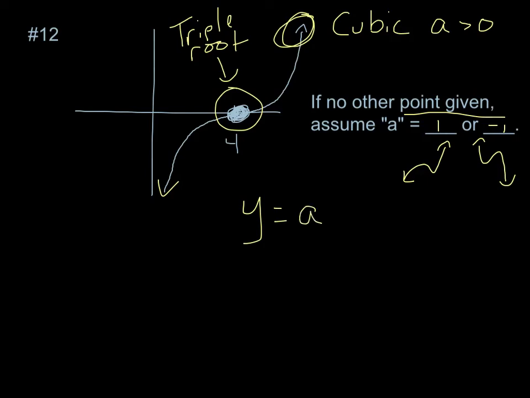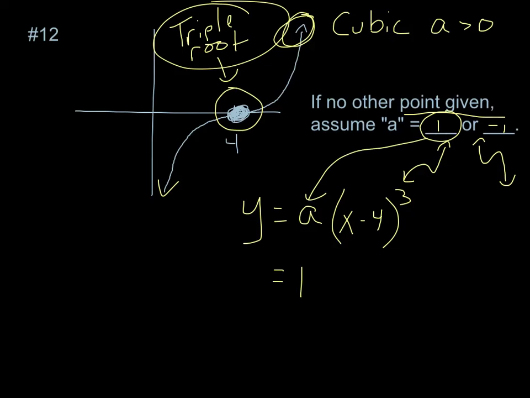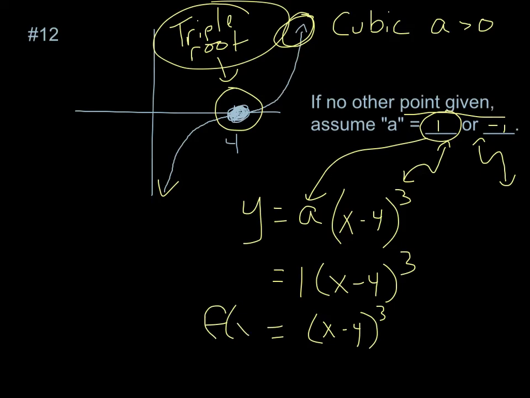So we have some A times x minus 4, but how many of them are there? Remember, he's a triple daddy, so he's cubed. And we're going to say A is just 1. So it's 1 times x minus 4, quantity cubed, which is really just x minus 4, quantity cubed. And if I tell you to write a function, you must put f of x. If I don't say function, if I just say equation, then you can put y.